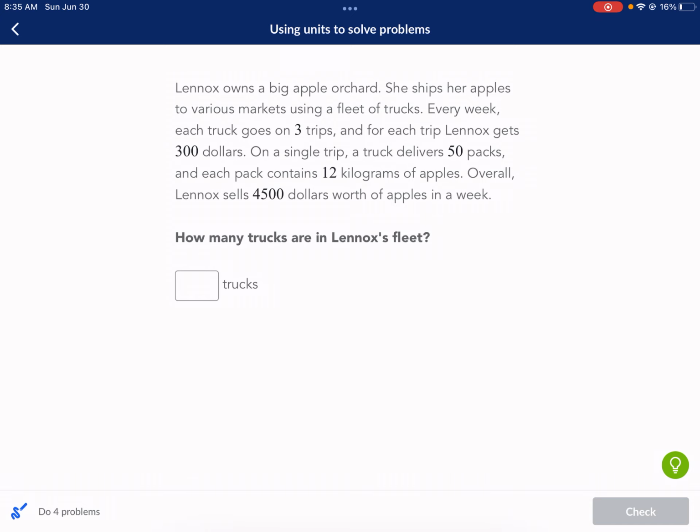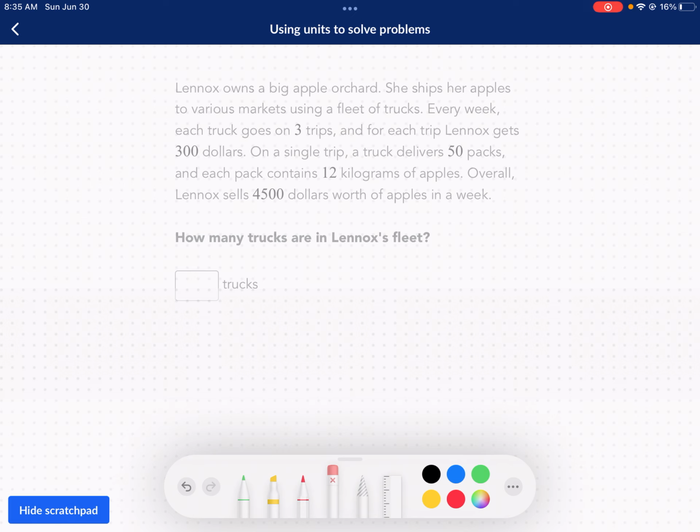If you look at this information, it's overwhelming. So we need to decide what we need. Let's start with the question. How many trucks are in Lennox's fleet? We'll call T the number of trucks. To figure out how many trucks there are, we need some information about the total per week. We could go with kilograms, but we don't know the total number of kilograms, just the total per truck. So that's information we don't even need. We don't need to know anything about the apples because we're not given any final information.